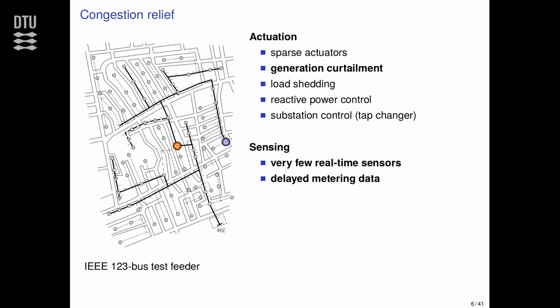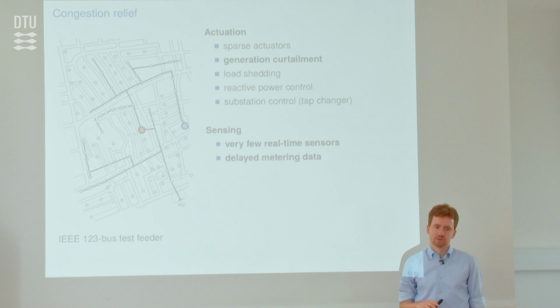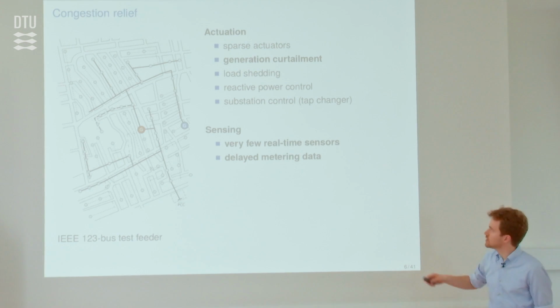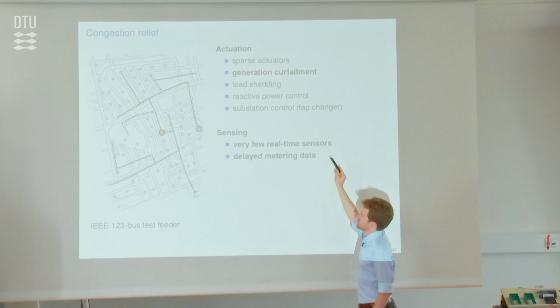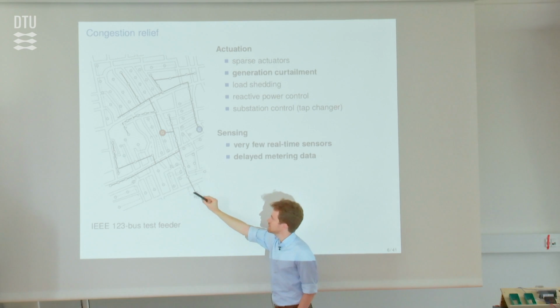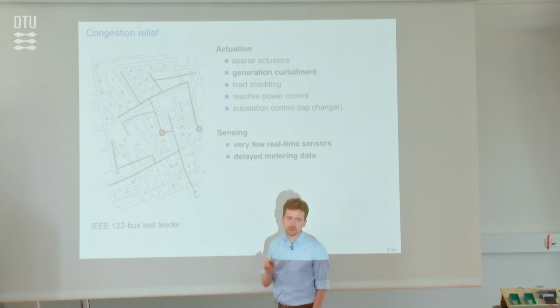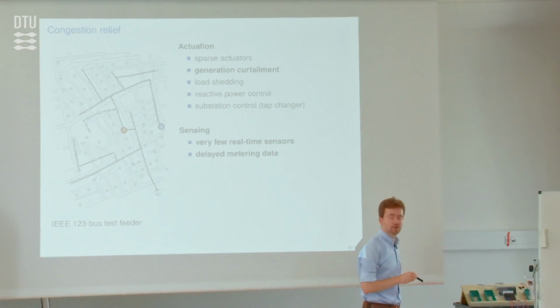And in terms of sensing, this is even a worse problem. These networks are almost unmonitored right now. So there's no measurement in these networks. The only measurement is a very limited number of real-time sensors, typically at the substation. Like I know how much power is flowing in, and not even at all substations right now.